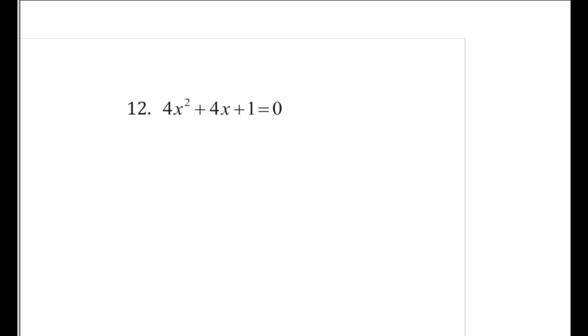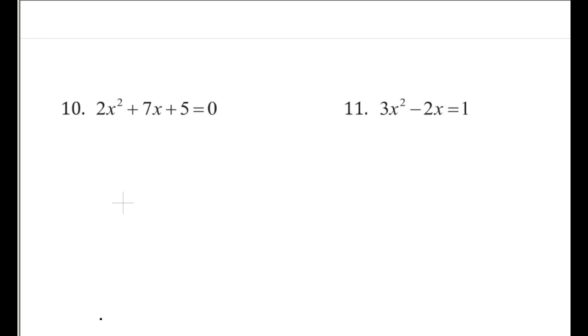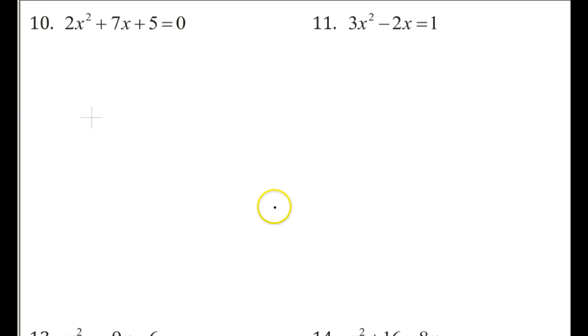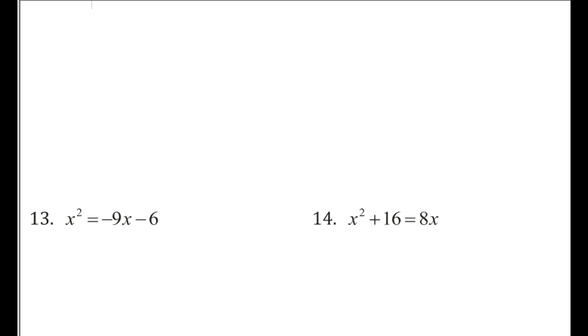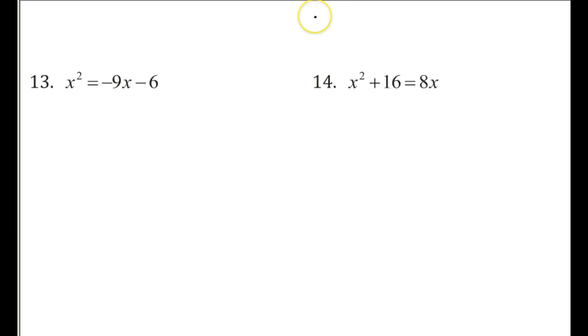Remember, get it equal to 0 first. Always look for a GCF. Then do the proper factoring, and then you can do a sketch. There will be prime, so you have to think about that also.